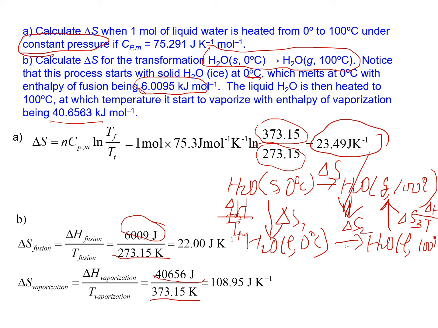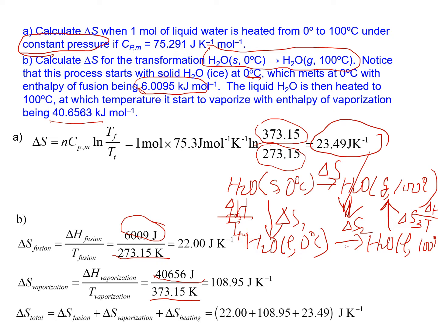373.15 Kelvin. So the total entropy is the sum of the two phase transitions plus the constant pressure heating entropy change. And that gives you 154.4 joule per Kelvin.